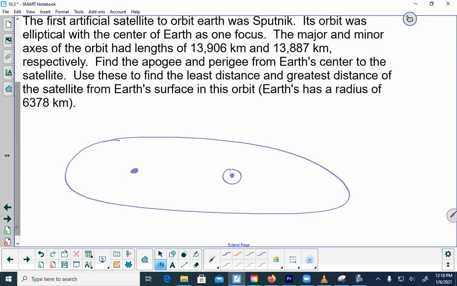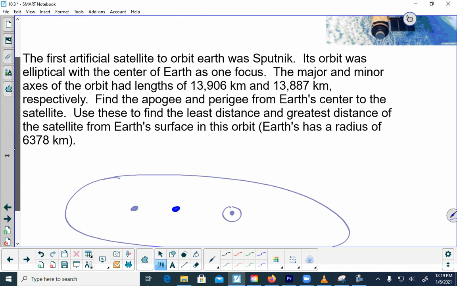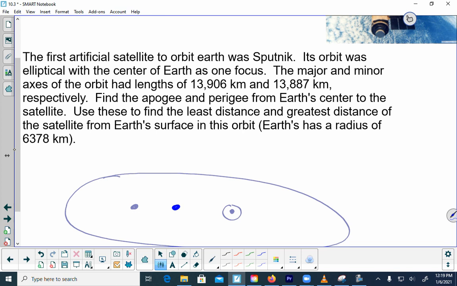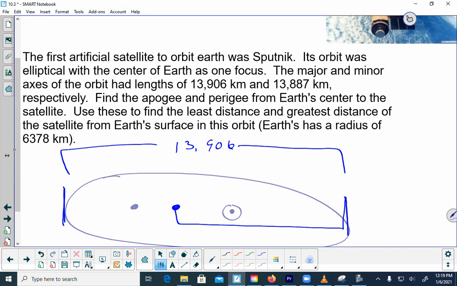So, in English, here's my pretty little picture. Here's my center. The major axis has a length of, from here to here, 13,906. So from the center to one of the vertices is going to be half of that. I'm going to take that 13,906 divided by 2, and I end up with 6,953. That happens to be my A.